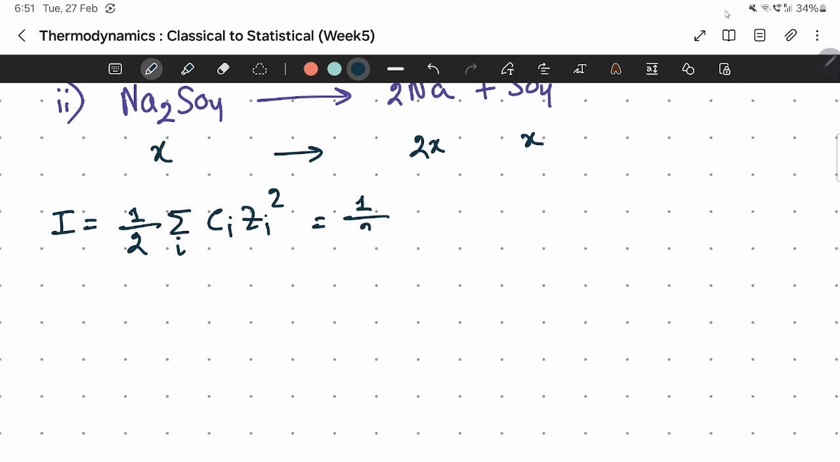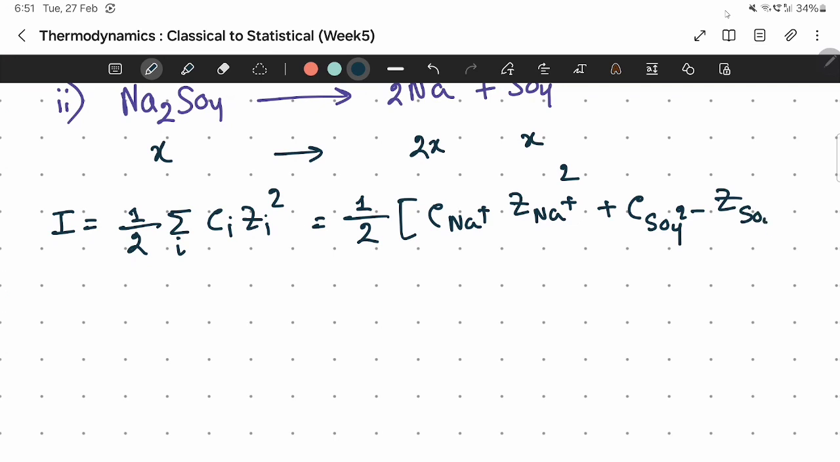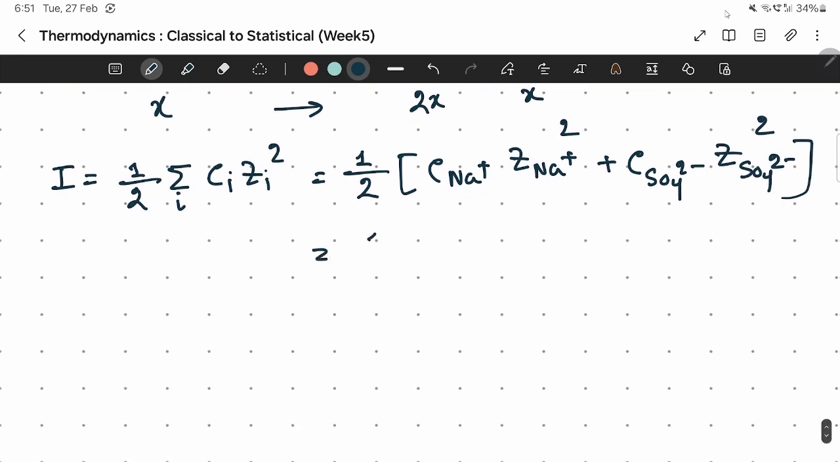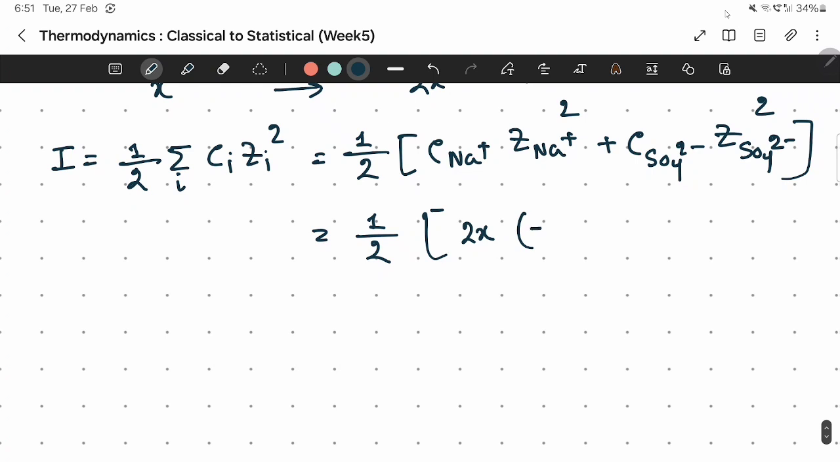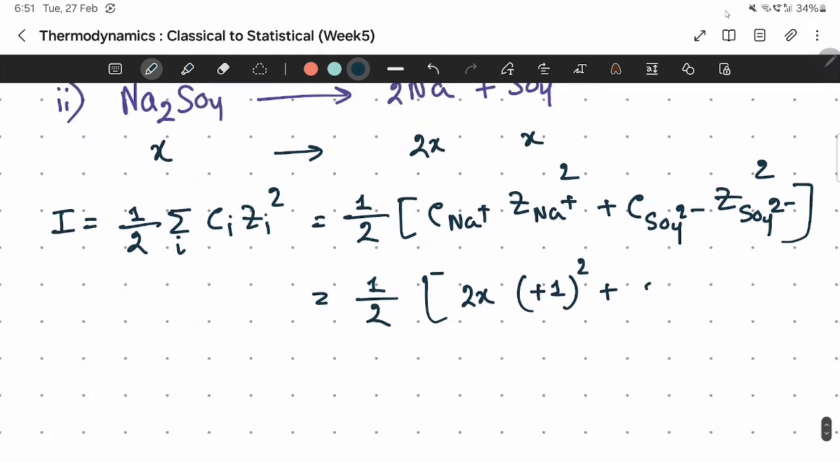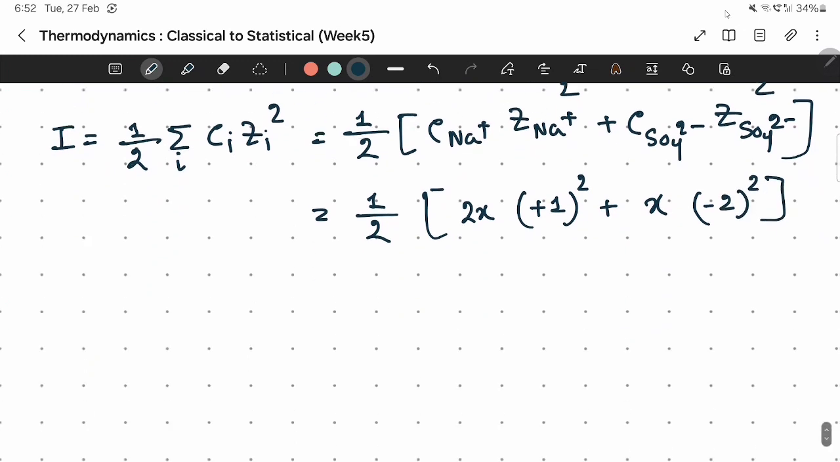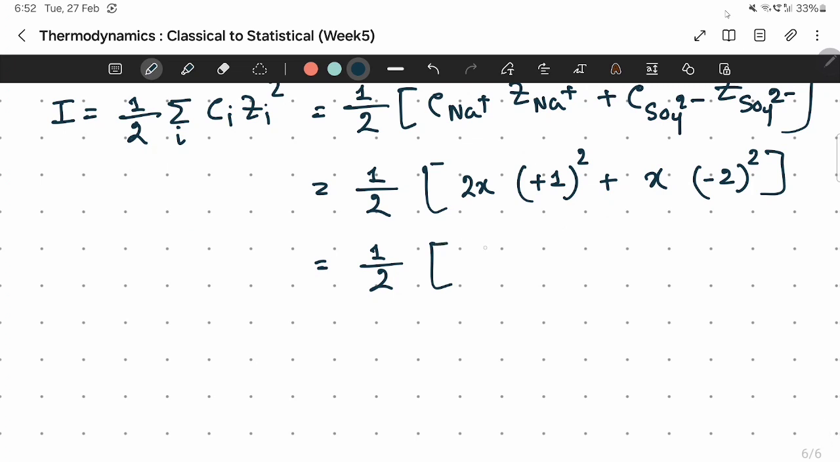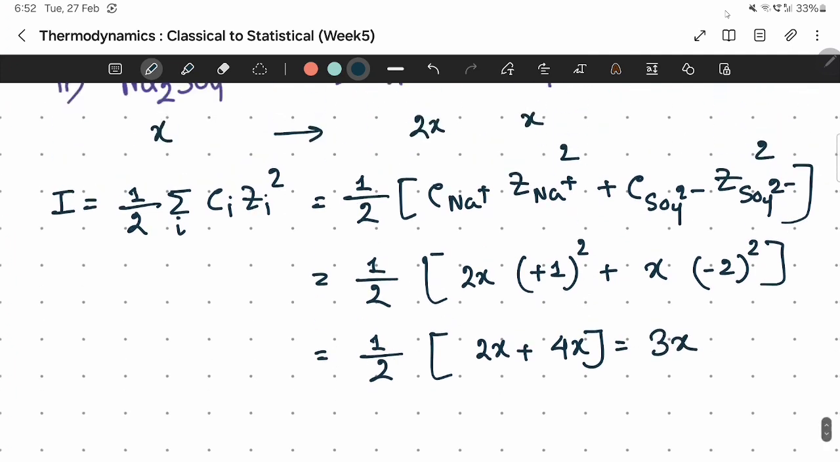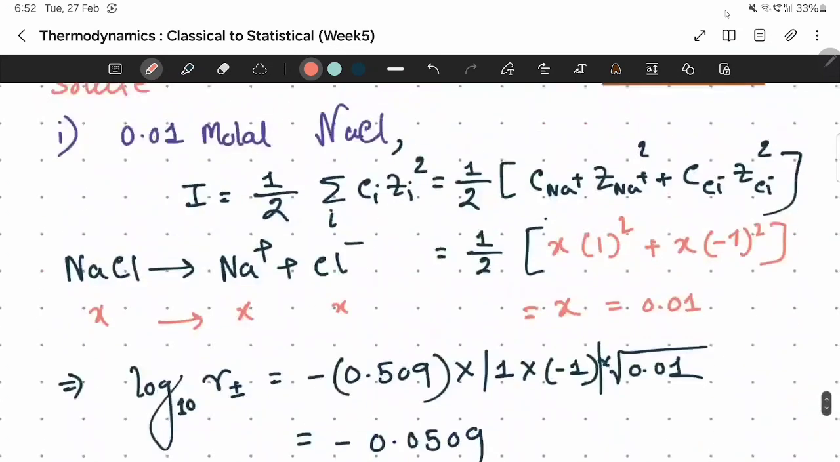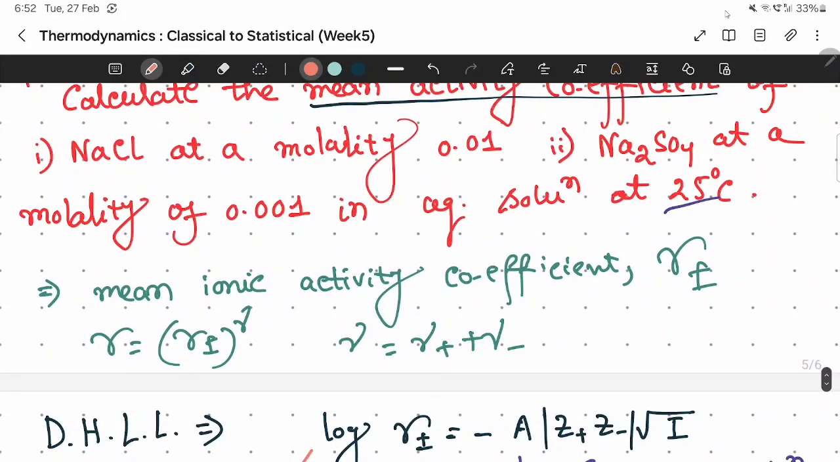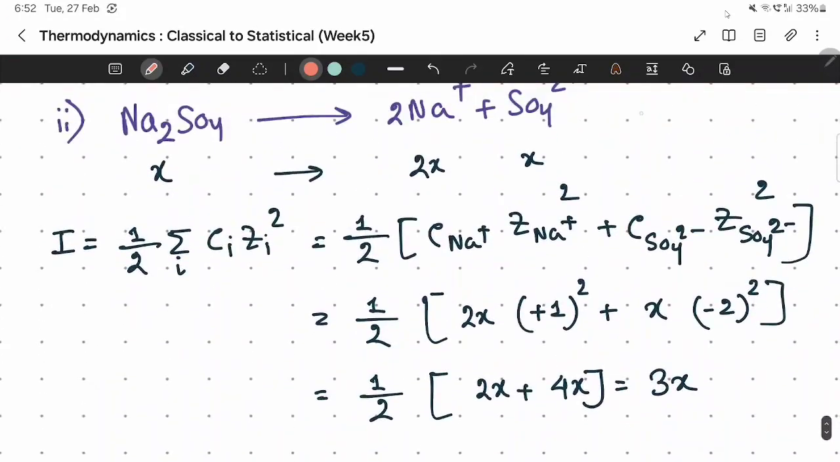Ci zi square, so half of that, and the concentration x is given as 0.001 molar.